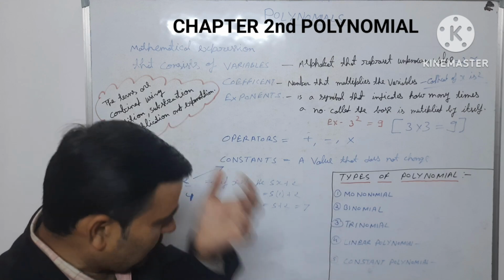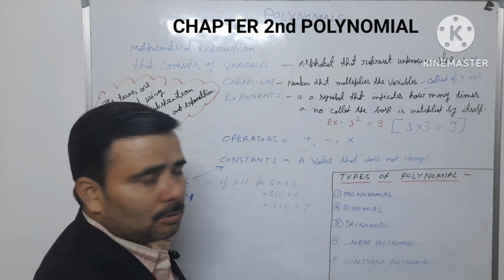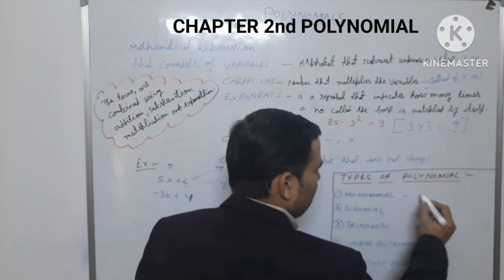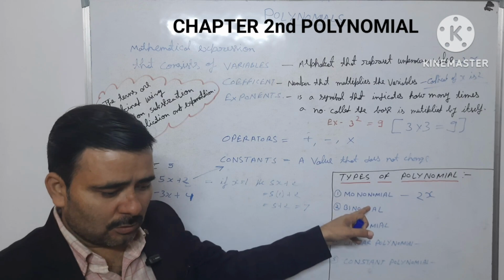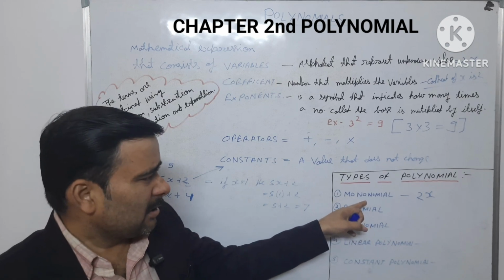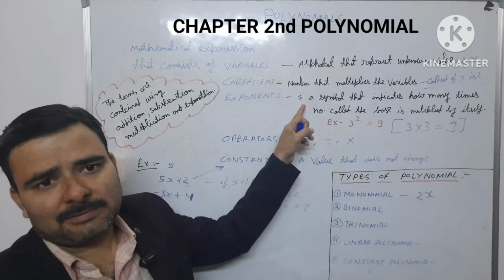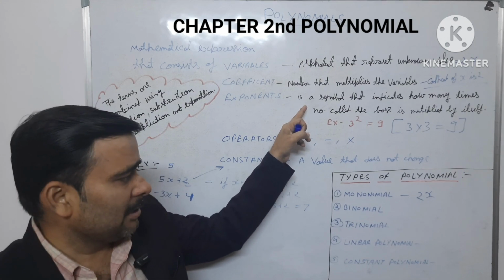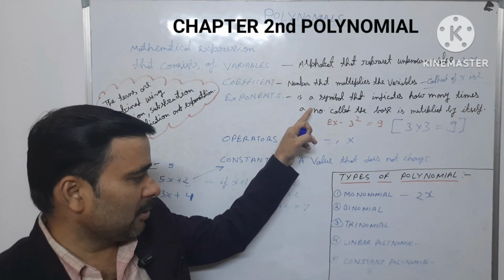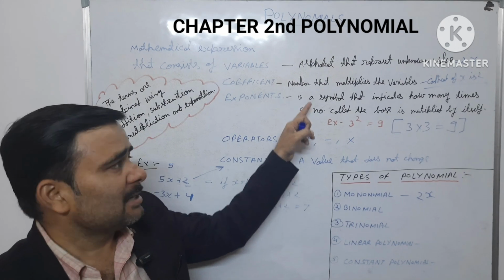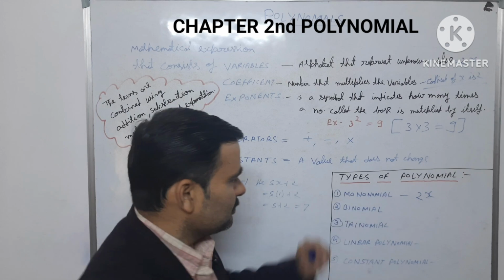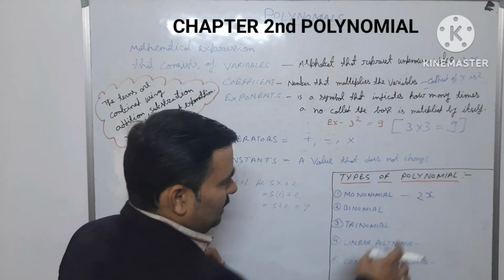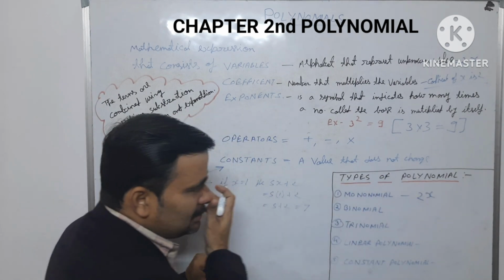Suppose in a polynomial we have only one term, then this will be known as a monomial. You can write down the definitions that are given here of the monomial, binomial, trinomial, linear polynomial and constant polynomial. These are the definitions you can write down in your notebook. Now what is a monomial? A monomial is one in which we have only one term.